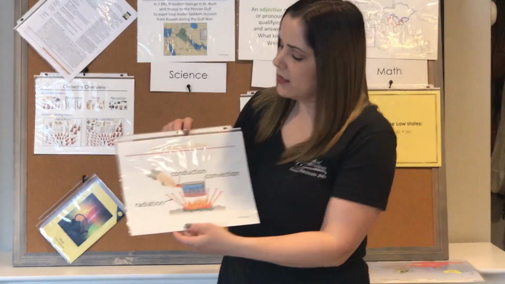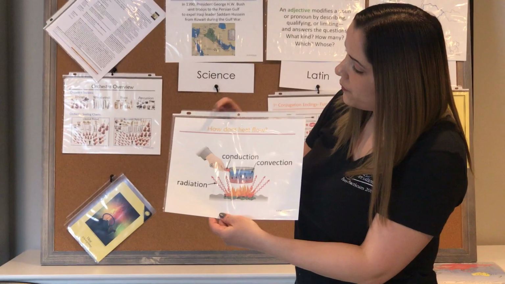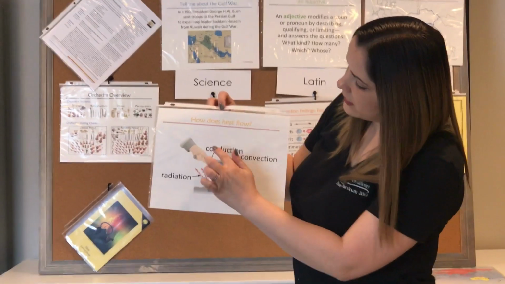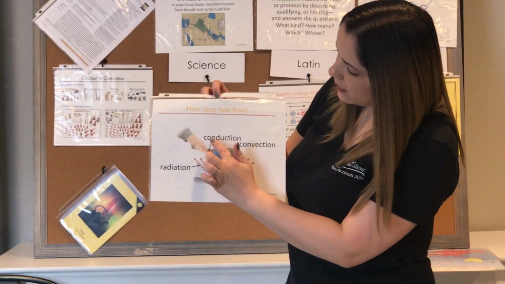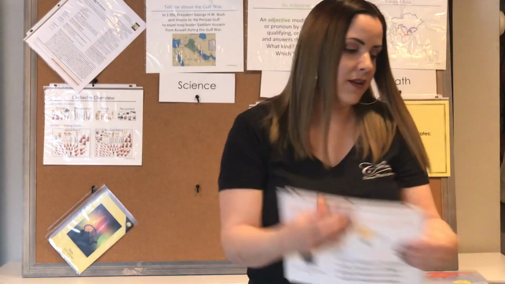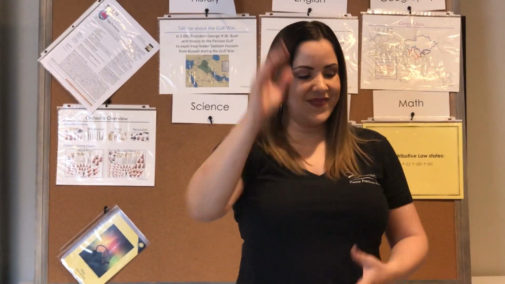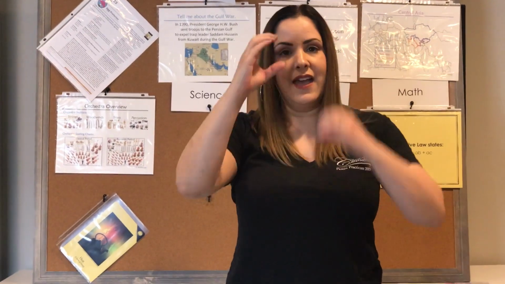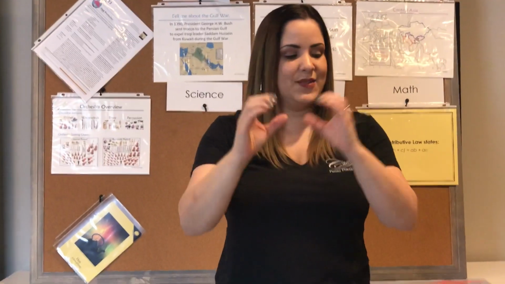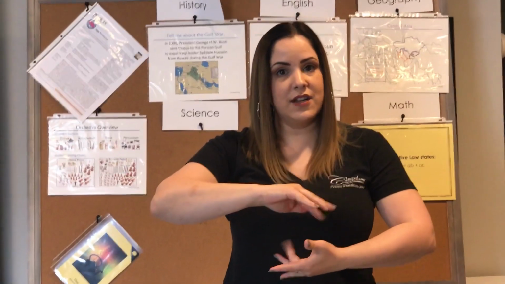Now we'll do our science. For science, we're going to be talking about how does heat flow? How does heat flow? Heat flows by radiation, conduction, and convection. Okay, and to memorize that, I'll show you a few hand motions. So how does heat flow? Heat flows by radiation, conduction, and convection. Okay, let's do it together. How does heat flow? Heat flows by radiation, conduction, and convection. Very good.